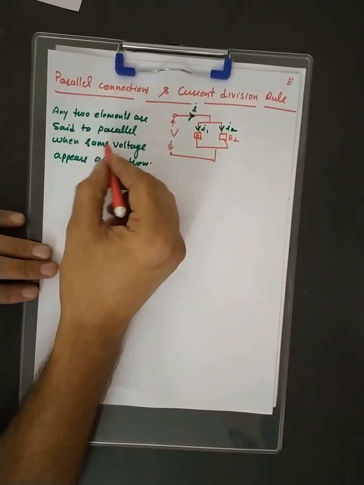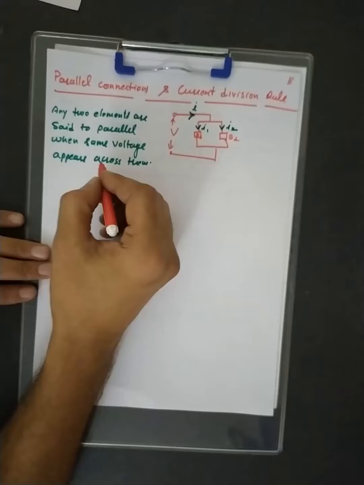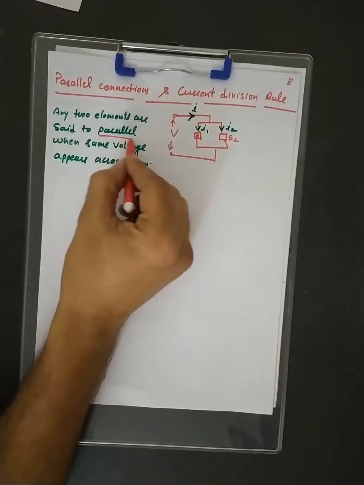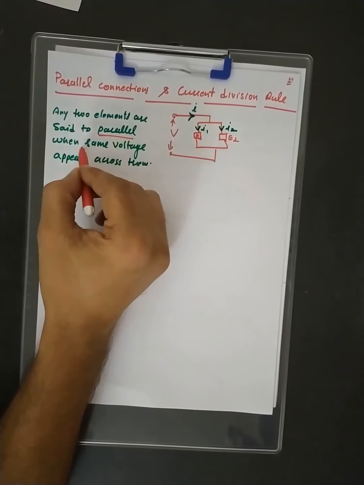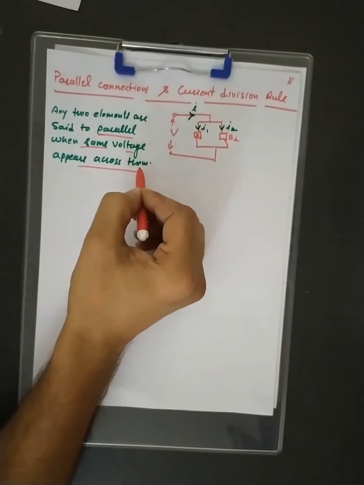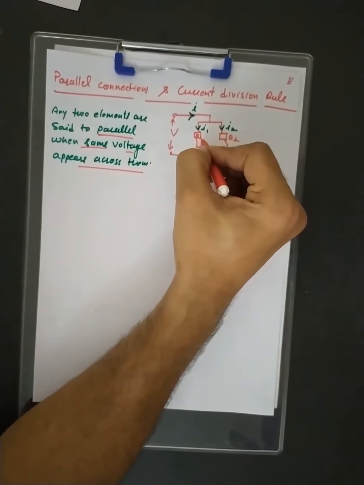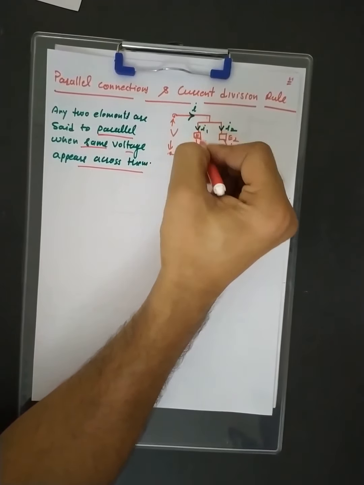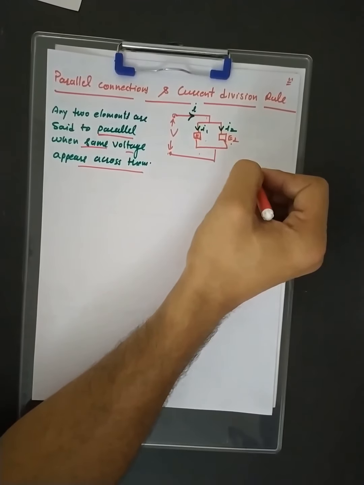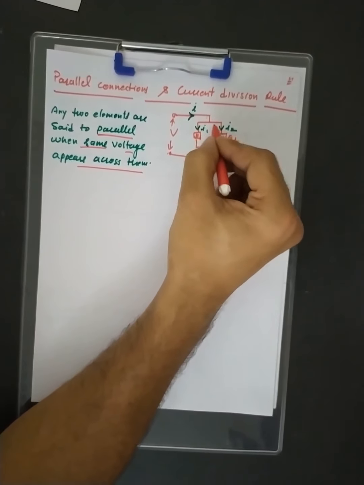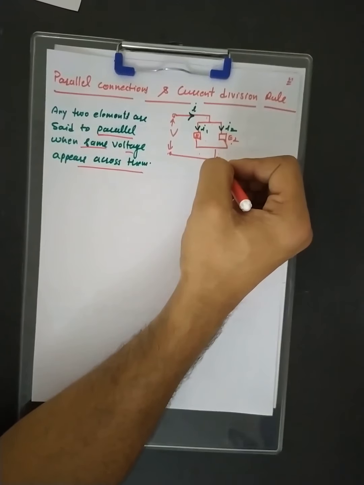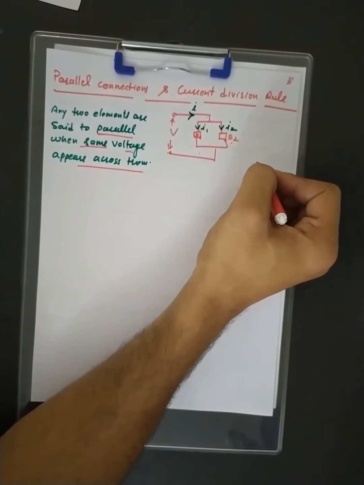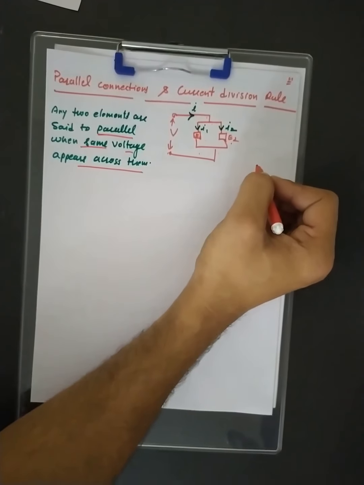Next is your parallel connection and current division rule. Two elements are said to be parallel when the same voltage appears across them. For example, these two elements E1 and E2 are connected over here. The voltage across these two terminals will be the same for E1 and E2, and also the terminals are connected to each other. Then we can say that these elements are connected in parallel in the circuit.